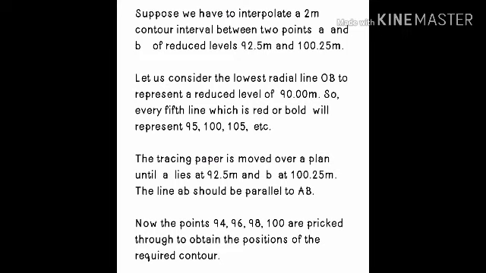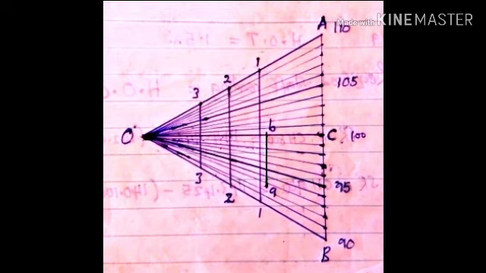etc. The tracing paper is moved over the plan until small a lies at 92.5 meters and small b at 100.25 meters. The line small ab should be parallel to capital AB. Now, the points 94, 96, 98, and 100 are pricked through to obtain the positions of the required contours. From the sketch, you can see the line small ab along which the positions of the required contours can be obtained.